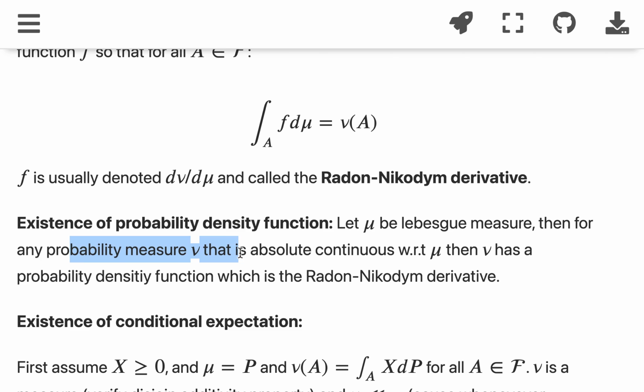Then any probability measure nu that is absolute continuous with respect to mu has a probability density function, which is the Radon-Nikodym derivative f. So if any probability measure is absolute continuous with respect to Lebesgue measure, then we can say this probability measure definitely has a probability density function. So that's the condition guaranteeing the existence of density function.